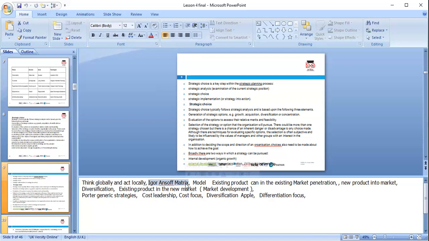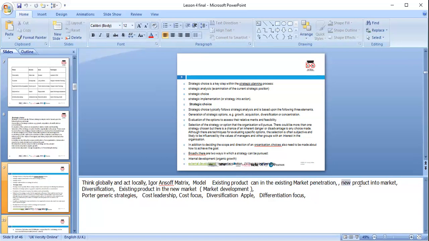We have to act locally, according to local tradition, to meet the local people's desires. So the existing product matrix gave the four strategies. You carry on selling an existing product in an existing market. This is known as the market penetration strategy. So if you're selling an existing product in an existing market, it is market penetration.